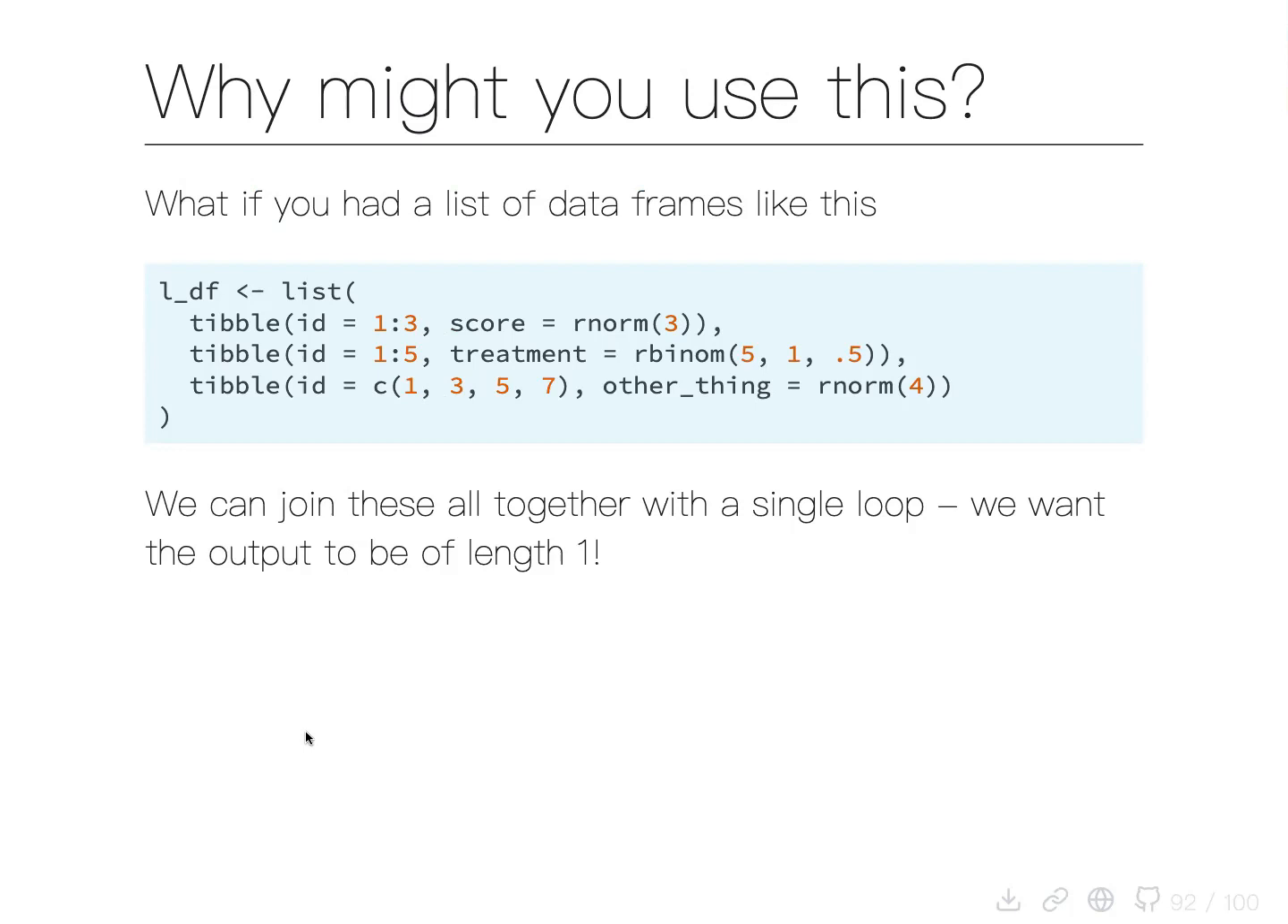But here is one, I think, decent example at least, which is, imagine we have a list of data frames, okay? And those data frames have an ID column that is in common with them. So they can be joined. However, everything else on them is not the same. So we have ID and score, ID and treatment, and then ID and other thing. Okay. So I could join these together manually, right? I could take the first one and join it to the second one, and then take that result and join it to the third one. Or I could use reduce.